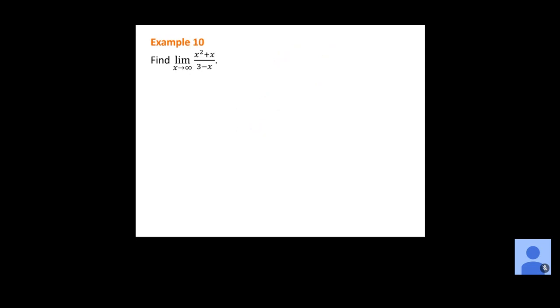All right. So now we want to find the limit as x approaches infinity of x squared plus x over 3 minus x.